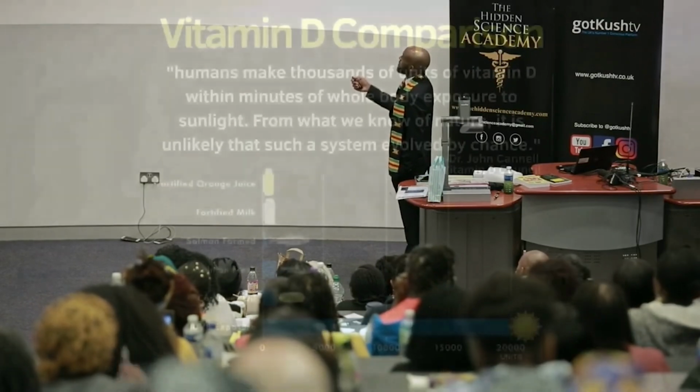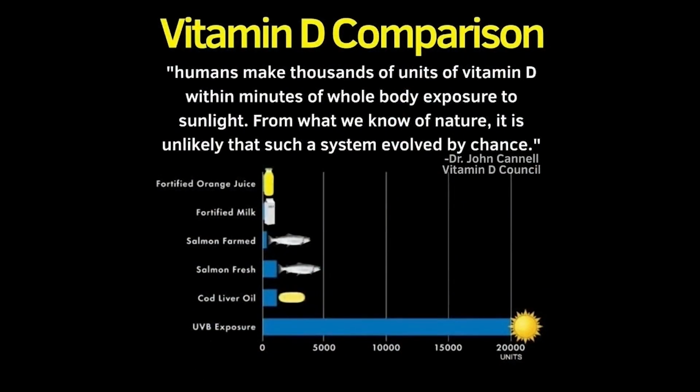look at this. This is from Dr. John Cannell from the Vitamin D Council. Where can you get vitamin D from? UVB exposure. Look how many units you get compared to what they tell us to get vitamin D from, which is fortified foods and supplements. Hardly any vitamin D, hardly any, but UVB exposure, lots, yeah?